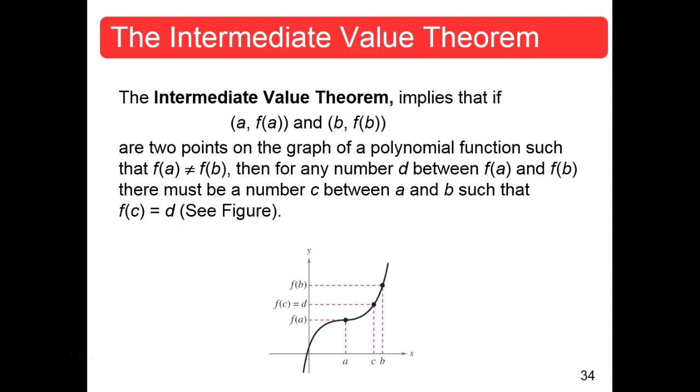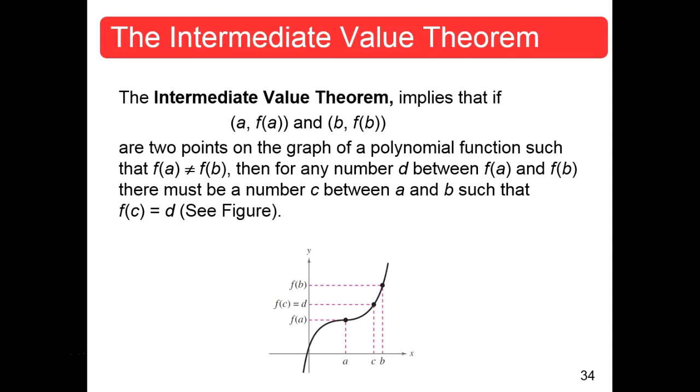So if you have an a here and an f of a there, that's fine. A b here and an f of b somewhere other than f of a. Then for any value in between the f of b and f of a, that value d, there has to be some value c in between a and b such that f of c is equal to d. And why is it? Because polynomial functions are continuous. You can't get from here to there without going through every point in between. So that means there's got to be some value c so that f of c is equal to d. If d is in between the y's, there has to be a c in between the x's that fits that function. That kind of makes sense, doesn't it?